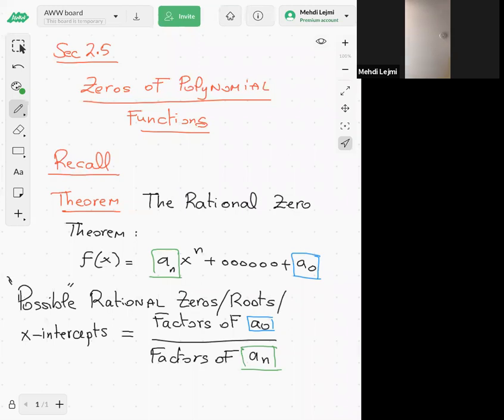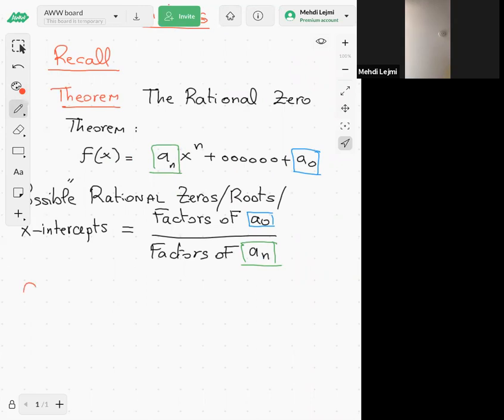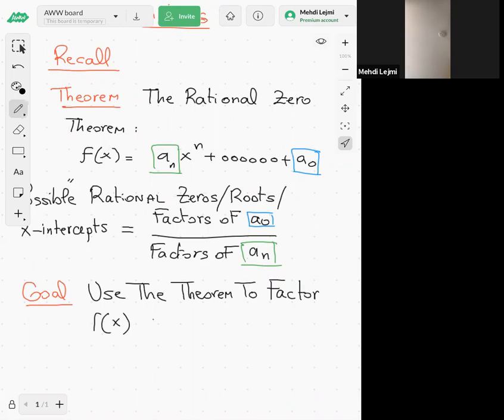So we said this gives us the list of possible solutions of f of x equal to 0. Now the goal is, I'm going to show you how to use this theorem to factor f of x completely. Right. Okay, so let's have an example.